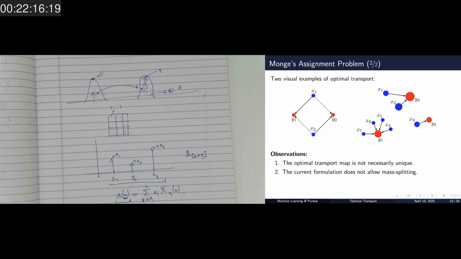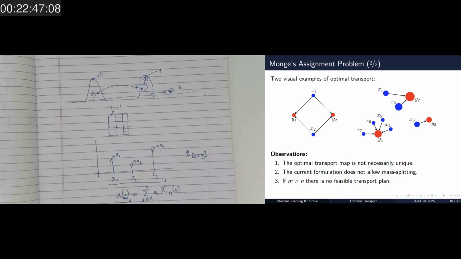So, for example, if we have x5 and x2 combined into one mass, call it x prime, then you will no longer have any valid transportation map, because now you cannot break up x5 and x2 and move one to y2 and the other to y1, right? That point has to move to the other, and that constrains our possible solution set pretty significantly.